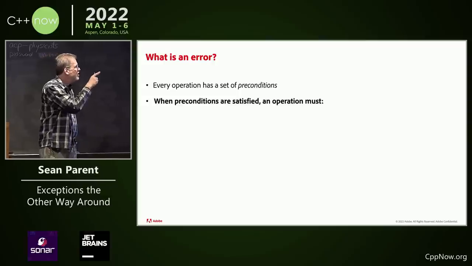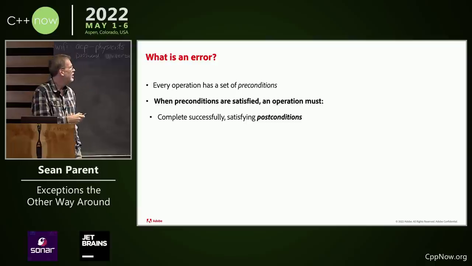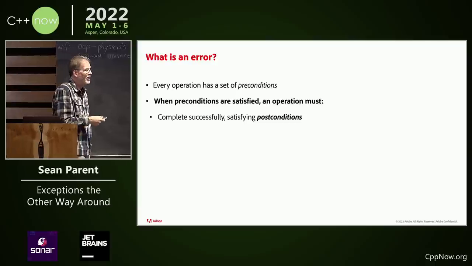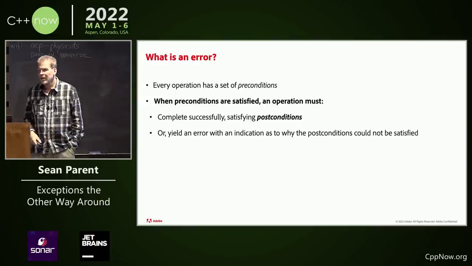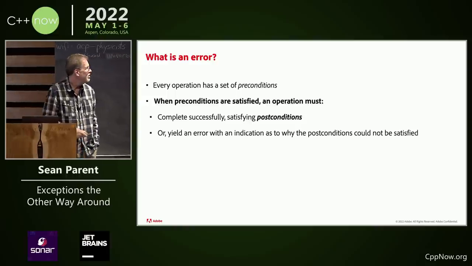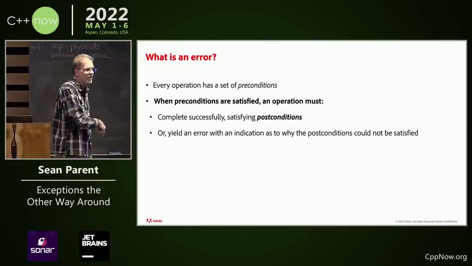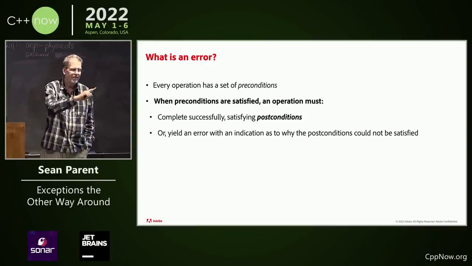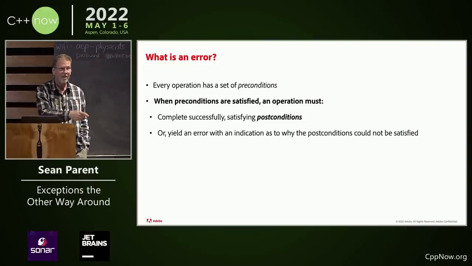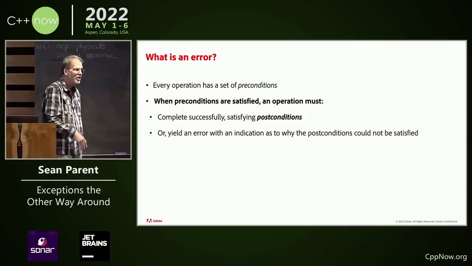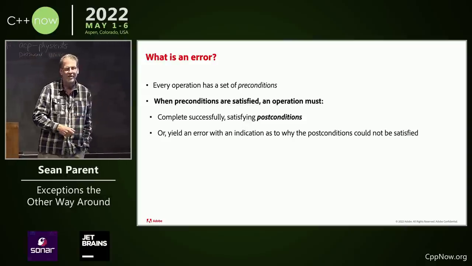When the preconditions are satisfied, an operation must either complete successfully, satisfying its postconditions, or yield an error with an indication as to why the postcondition could not be satisfied. Yield, forgot to fix that on the slide, is a bad choice of words here because it means so much in so many different languages, but just return an error. It needs to return an error or throw an exception or something.